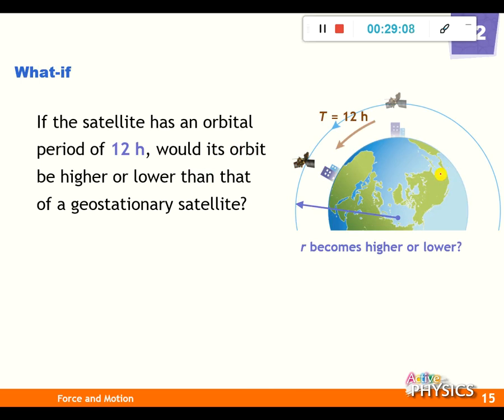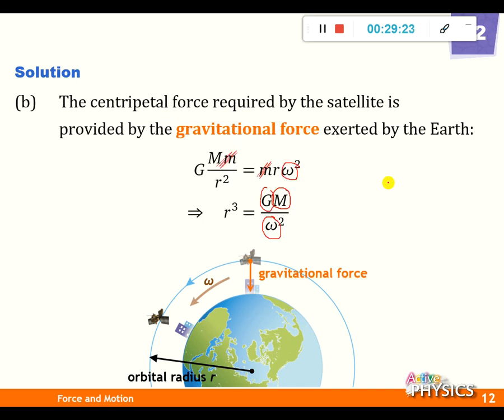Look at this. If the satellite has an orbital period of only 12 hours, not 24 hours, will this be higher or lower? Of course, do the calculation. How to do it? Go back to this. What is here? R cubed should be GM over omega squared. What is omega? It should be 2 pi over T. Then square, it means 4 pi squared over T squared.